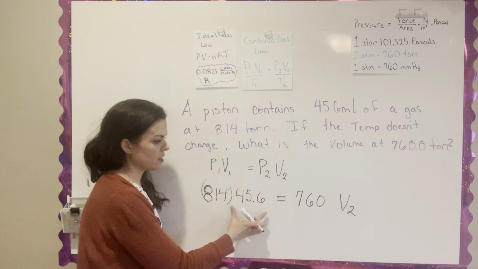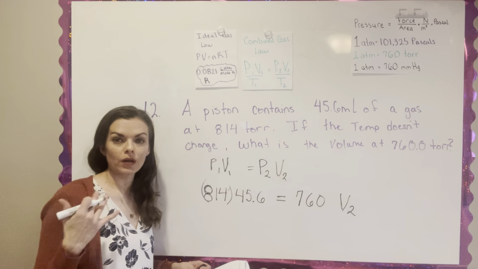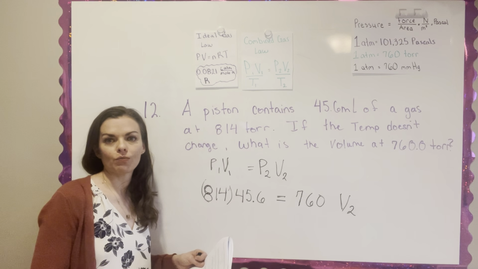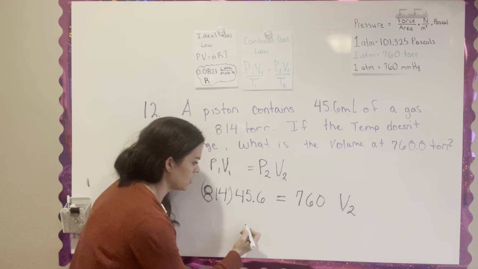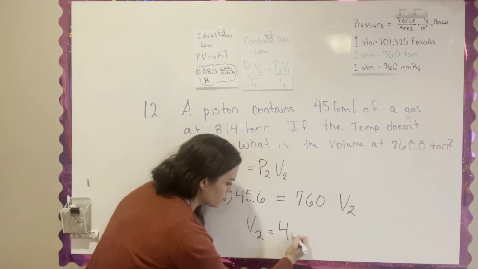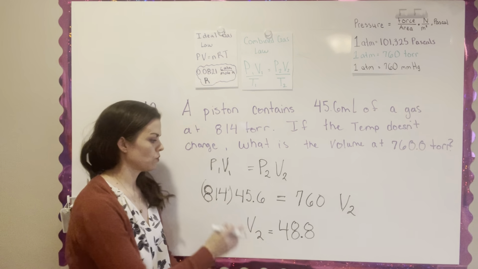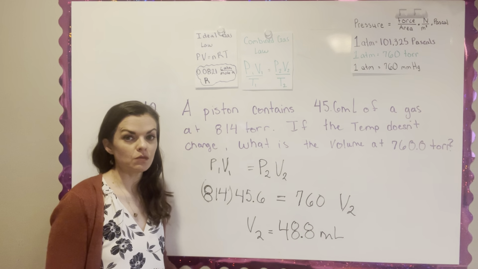If you multiply these together and then divide by 760, and I would recommend putting it in your calculator in one fell swoop, that way you round the least amount of times, you're going to get V2 is equal to 48.8, and remember we used milliliters, so the volume is going to be in milliliters.